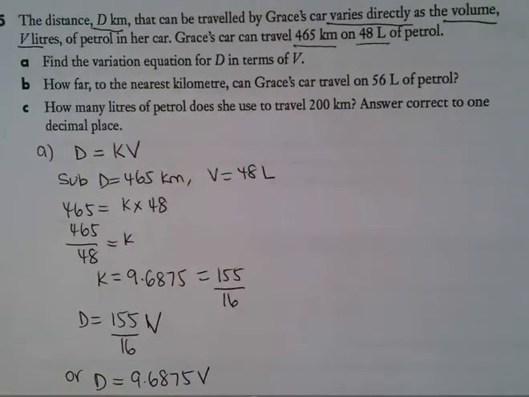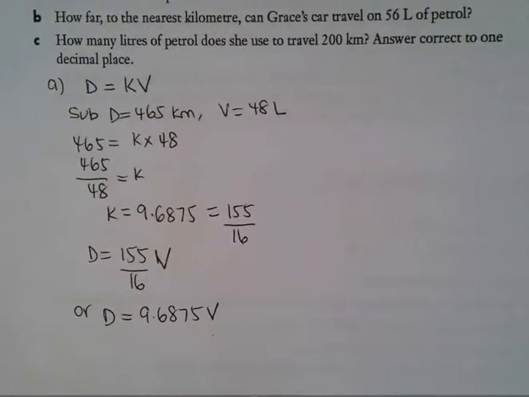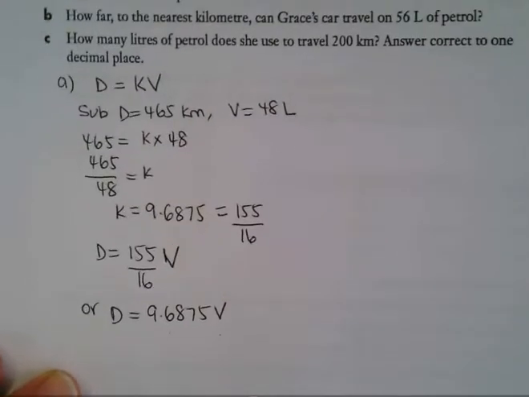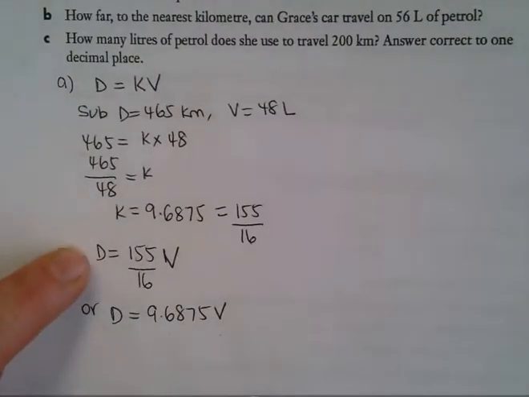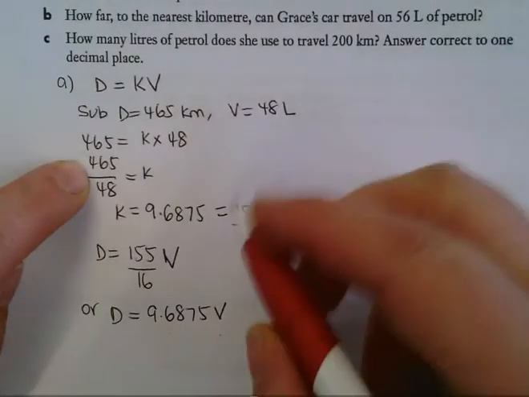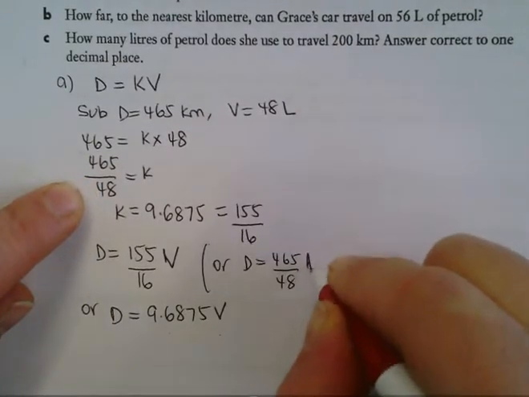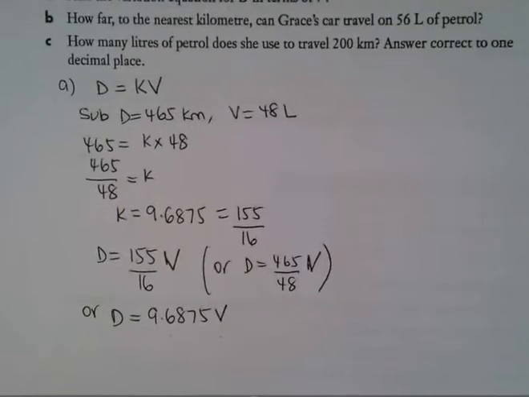9.6875v, and I recommend only doing it that second way if it's a terminating decimal, and it is. And that's fine. You just don't want rounding here. So if it's not a terminating decimal, write it in the fraction form. If it is a terminating decimal, it's fine to write it as the decimal. We really don't want to be doing rounding here, because we could end up with errors later. So that is our variation equation. We've got two possibilities. They are the same thing. Now, it still would be fine to write d equals 465 over 48 v. That's fine as well. Okay, it doesn't have to be simplified.